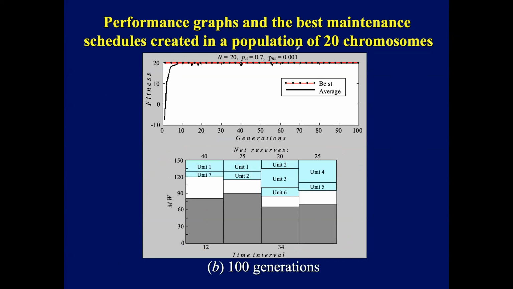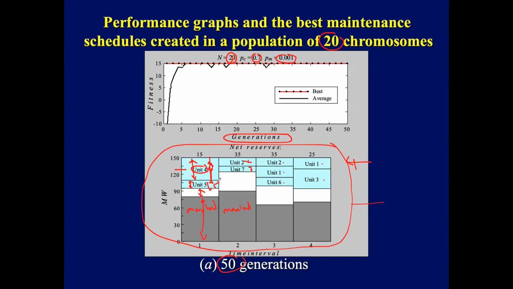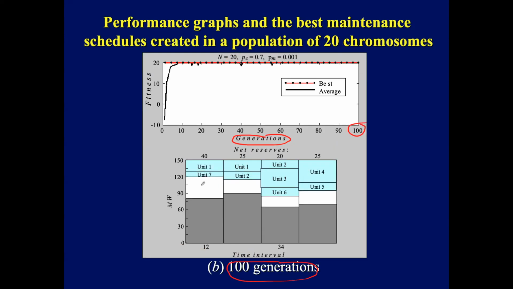So here in this case we increase the number of generations. Okay, we increase them to 100. The only change we did was to increase the number of generations. So we come up with a different schedule. If you compare the schedule here with the schedule here, it is a bit different.